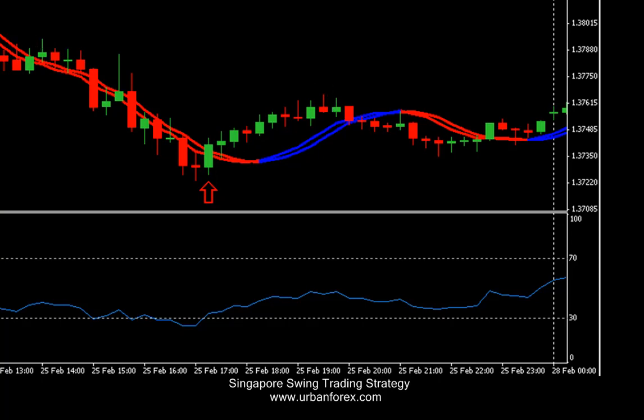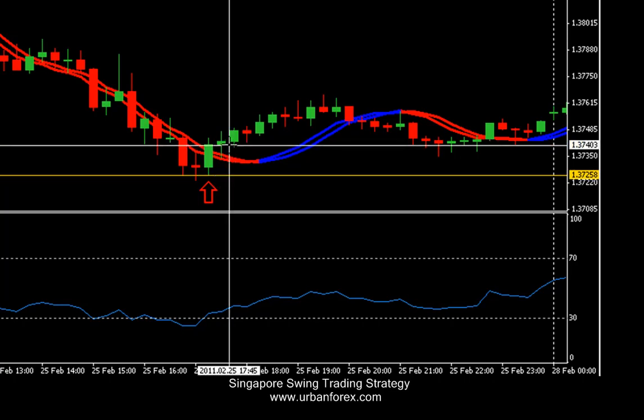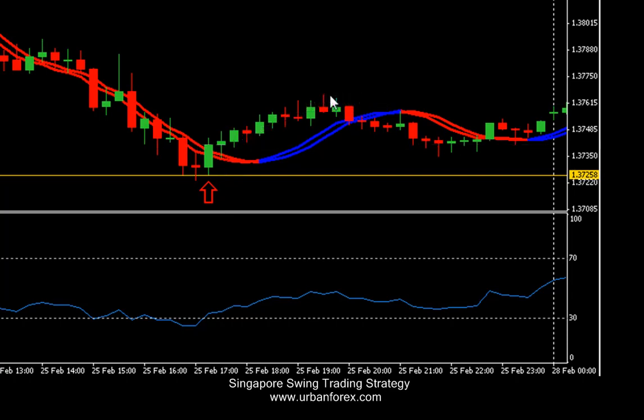You can keep your stop at the swing low of your previous candle, which is right there, and that would give you a stop of 15 pips. Your total maximum potential on this particular trade was 24 pips.